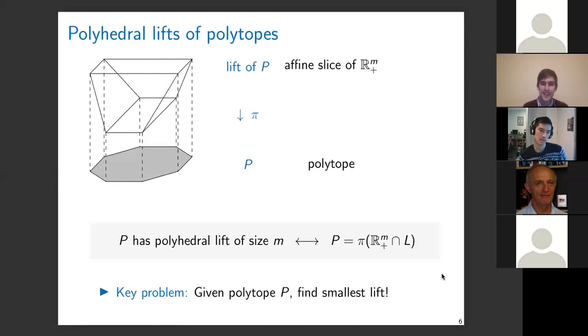Now you can ask, for any of your favorite polytopes, given a polytope P, what is the smallest lift that you can find of this polytope? This is a question you could ask for any polytope, and in general, it's quite a non-trivial question to answer. So that's going to be the key question underlying the discussion when we focus our attention on polytopes and polyhedral lifts. All right, so that's enough of the general picture.